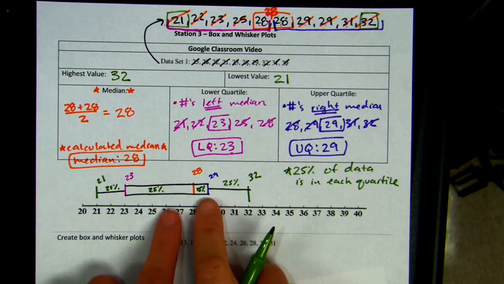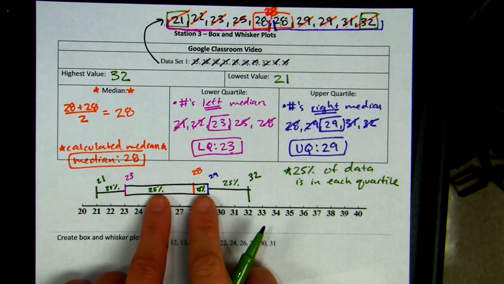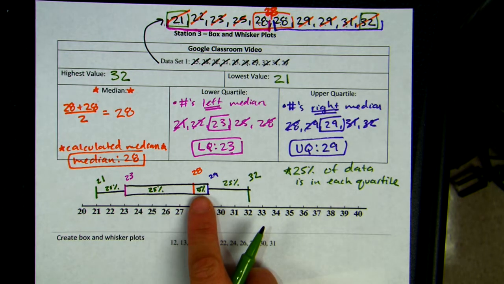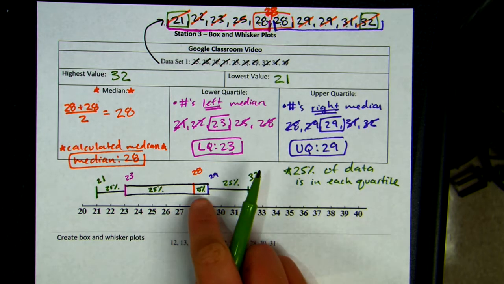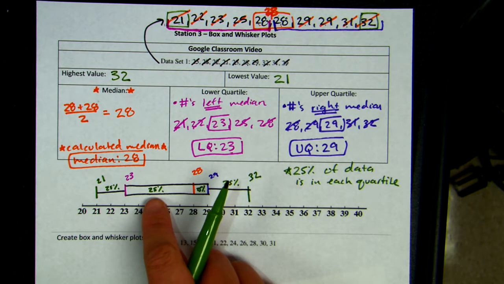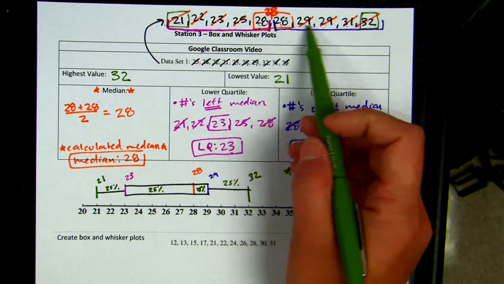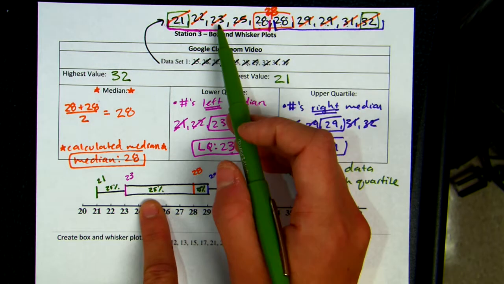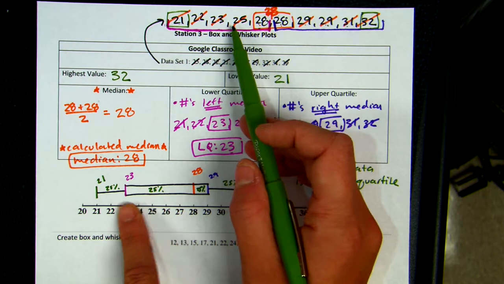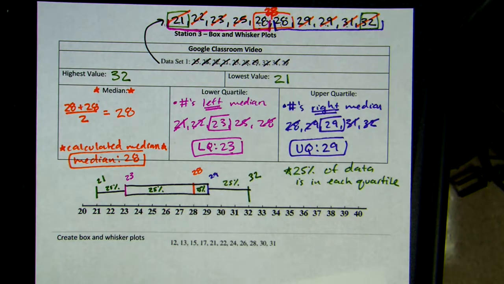Okay. Now I know it seems weird that these are both 25% of the data, but this box is a lot larger. The reason that makes sense is because a larger majority of our data is between 28 and 29. We have more pieces of data between 28 and 29 than we do between 23 and 28, right? We have 4 pieces of data between 28 and 29. We only have 2 pieces of data between 23 and 28. Okay, so that is our final thing.